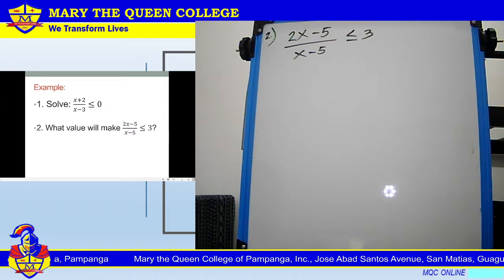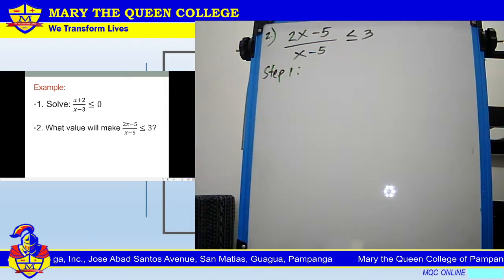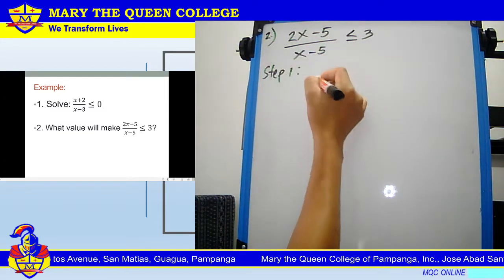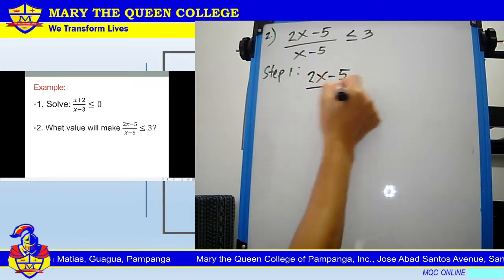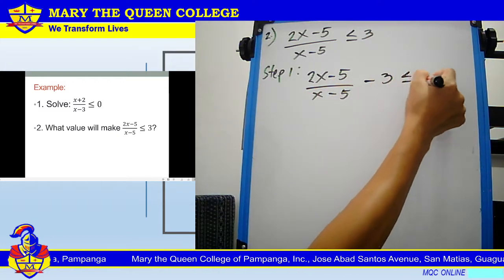So for example number 2, we have what value will make 2x minus 5 all over x minus 5 less than or equal to positive 3. Based on our previous video, we have 5 steps to consider. For step 1, we have to make one rational expression on the left side and zero on the right side. So we transpose 3: 2x minus 5 all over x minus 5 minus 3 is less than or equal to 0.